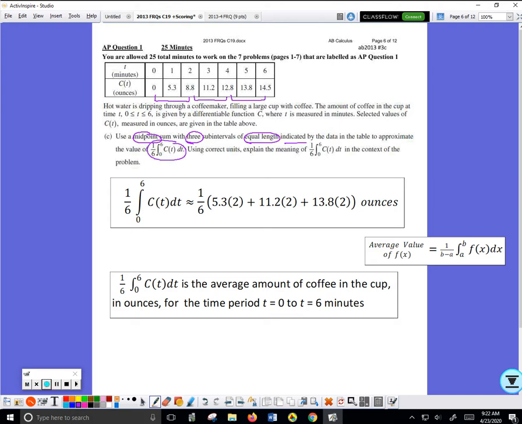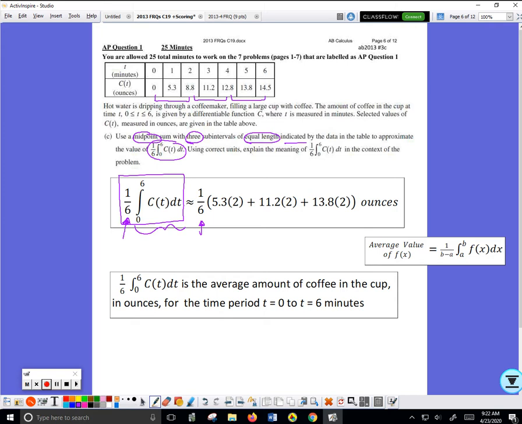We talked about an important item. The 1/6 is only there because they're actually using this to calculate the average amount of coffee in the cup. The Riemann sum has nothing to do with the 1/6. The Riemann sum is a method of approximating the integral. So in your computation, you must include the 1/6 because they said to approximate this. But when you're doing the Riemann sum, the 1/6 has nothing to do with the Riemann sum.